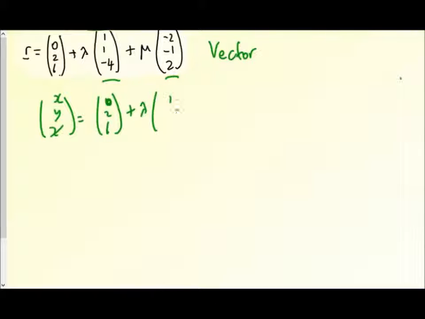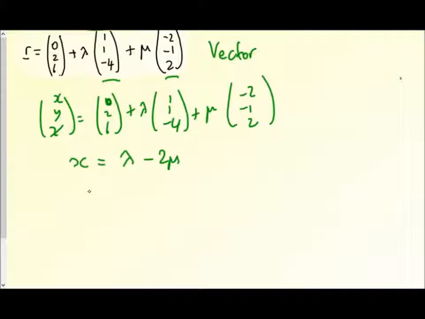So if we rewrite that, what we're trying to do here is eliminate the parameters lambda and mu. So I could write x is equal to lambda minus 2 mu, y is equal to 2 plus lambda minus mu, and z is equal to 1 minus 4 lambda plus 2 mu. So what I would try and do here is try to eliminate mu, try to eliminate lambda, and just have an equation with x, y and z in.